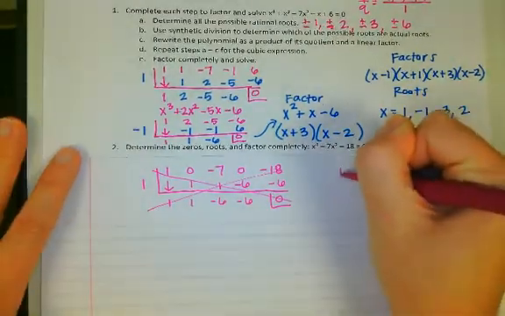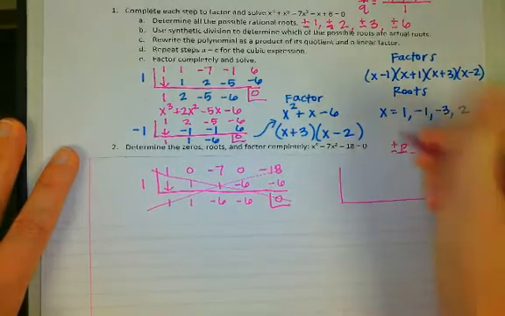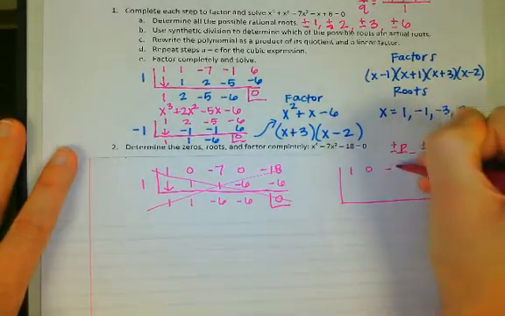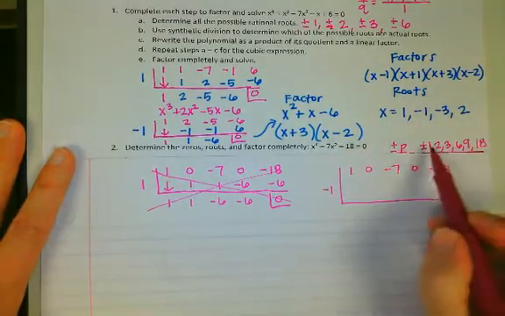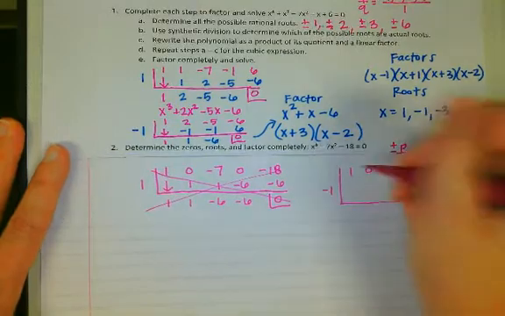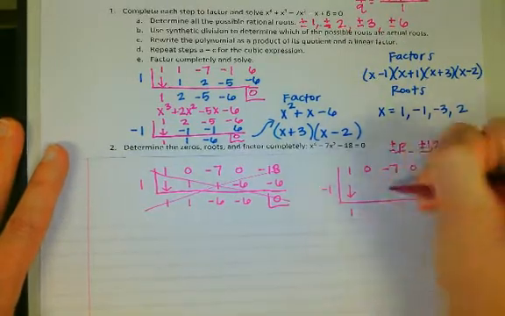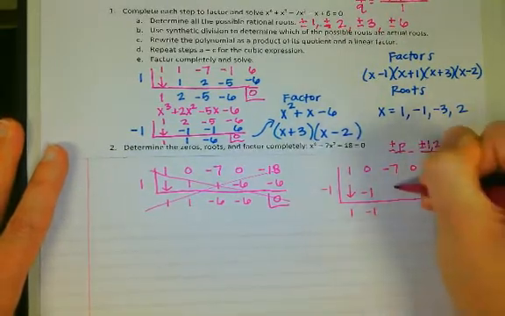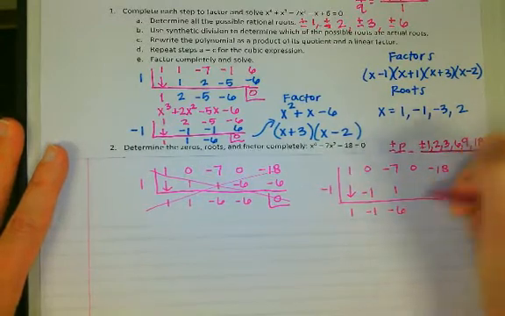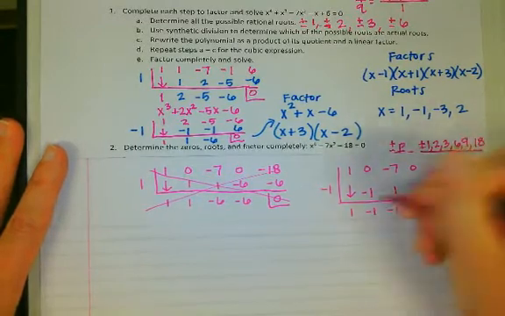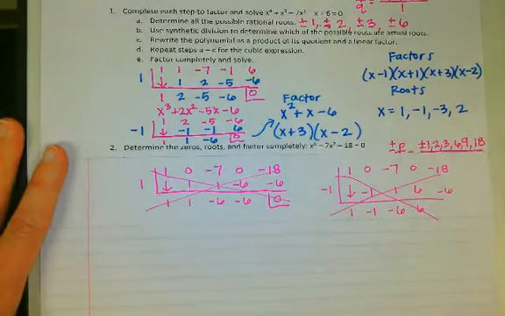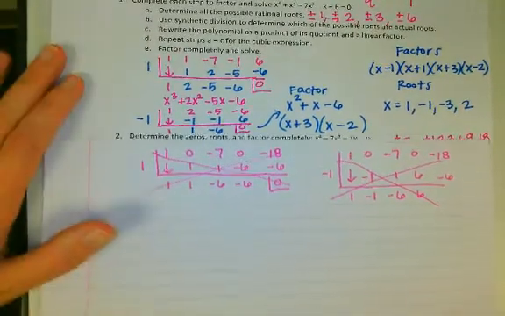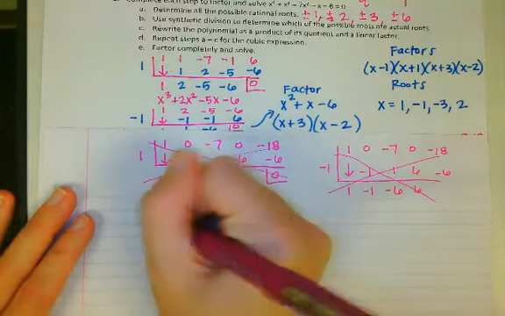Okay, so let's try maybe negative 1. Right, you're just picking out of these possibilities. Negative 1, add straight down, add straight down. Ooh, not going to cancel out with negative 18. So negative 1 does not work. Let's move on to 2.